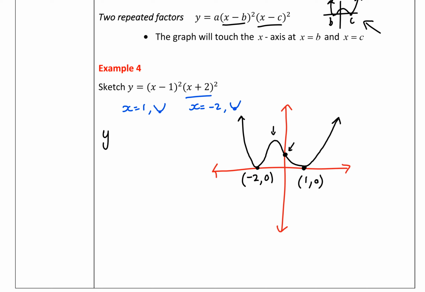So if we let x equals 0, I've got (minus 1) squared times 2 squared, which is 1 times 4, or 4, so the point (0, 4). Then don't forget to label the graph with x and y. So that's how we deal with repeated solutions.